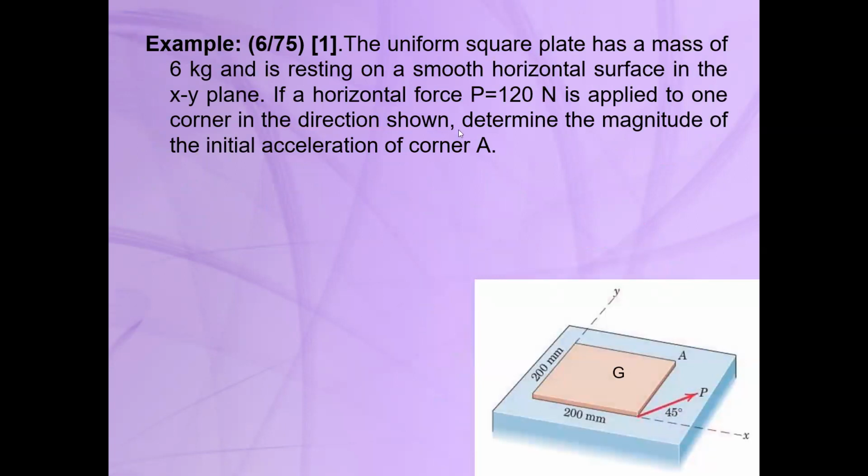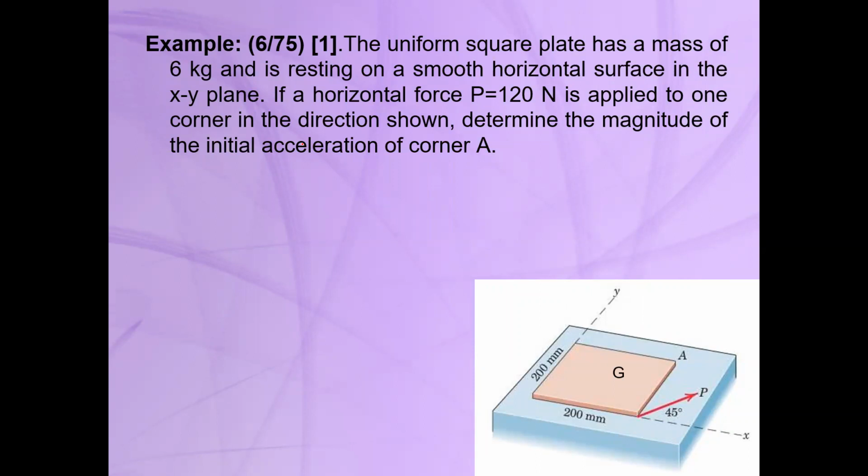Okay, we continue with another example of general plane motion. Here we have a uniform square plate that has a mass of 6 kilograms and is resting on a smooth horizontal surface in the X and Y plane. If a horizontal force P, which is equal to 120 Newton, is applied to one corner in the direction shown, determine the magnitude of the initial acceleration of corner A.